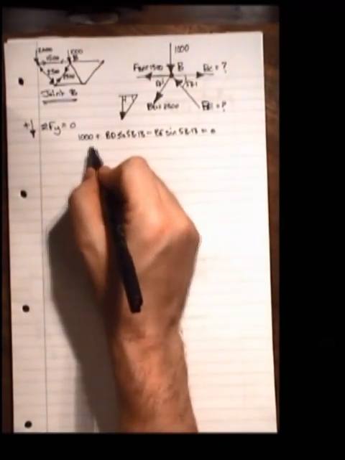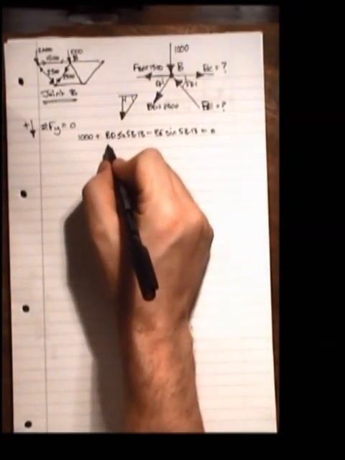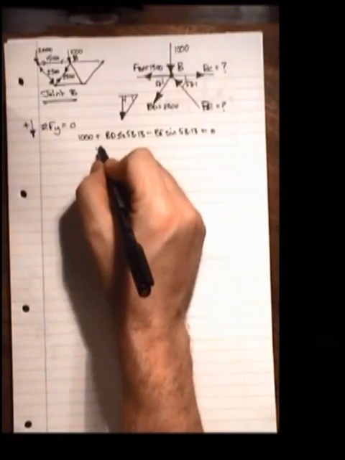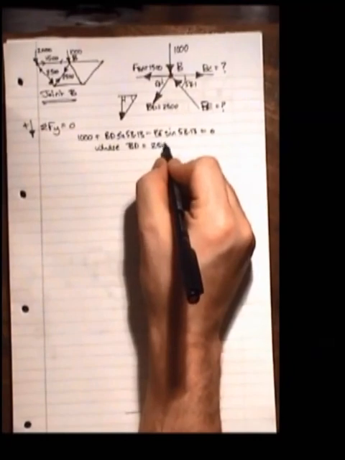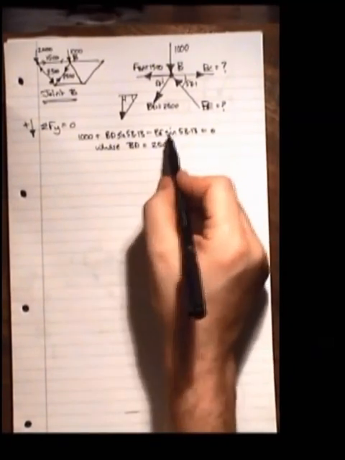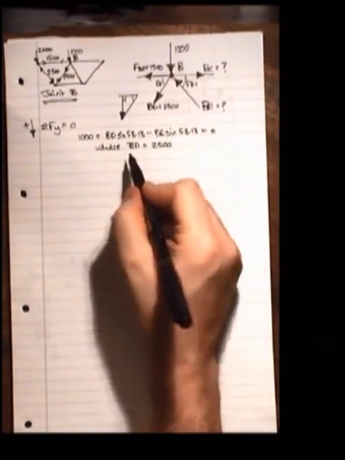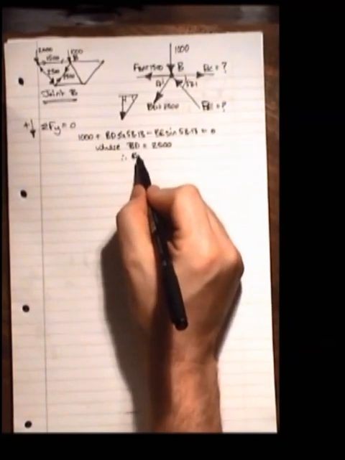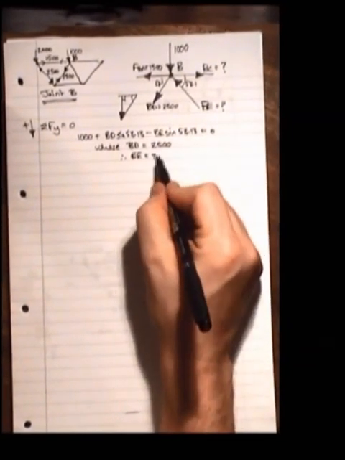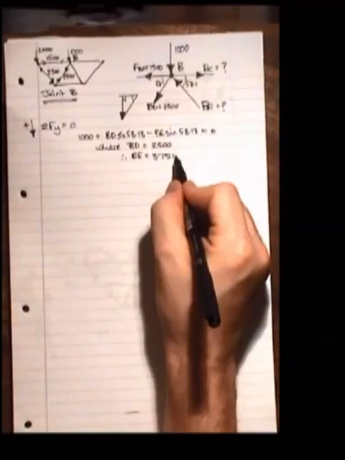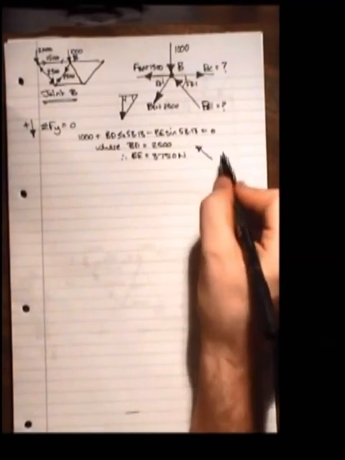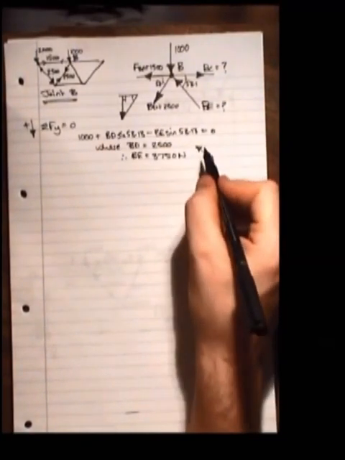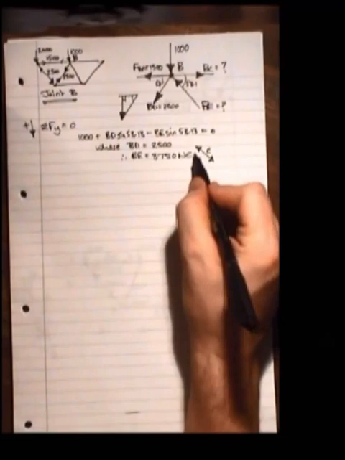BD is 2500, so the only unknown that we have is BE. Therefore BE equals 3750 newtons. BE, the arrow is pointing outwards, which is compression.